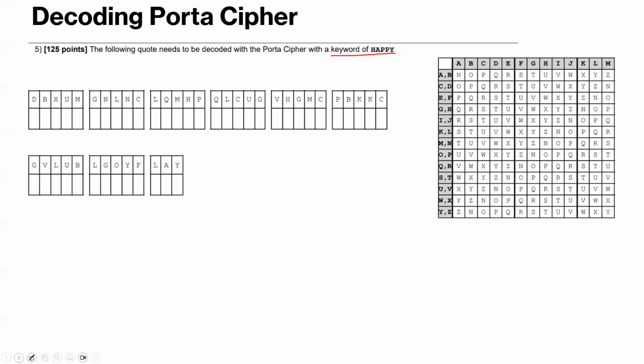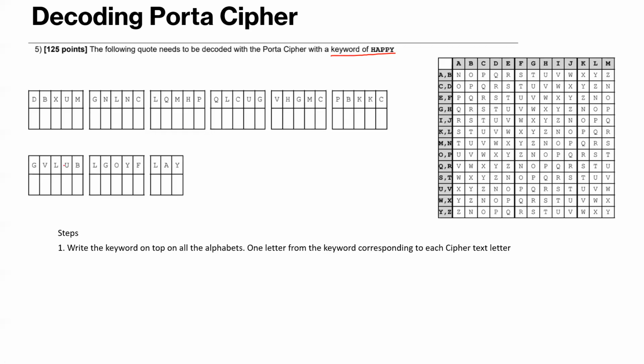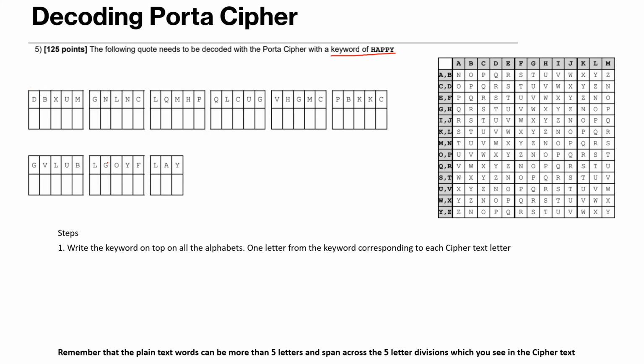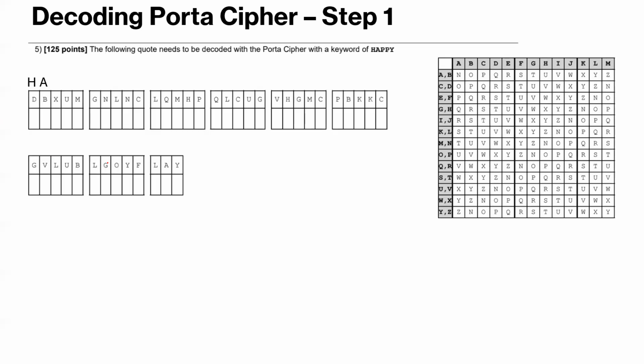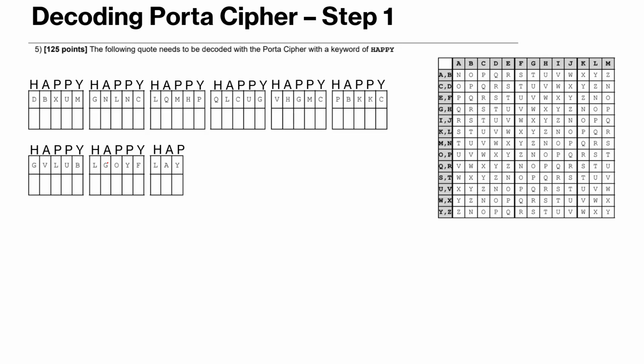The first step is to write the keyword on top of all the ciphertext letters above here. So we go ahead and start typing in the ciphertext. And once the keyword is done, we restart typing this keyword again until we run out of all the ciphertext here. So that is step one, right?